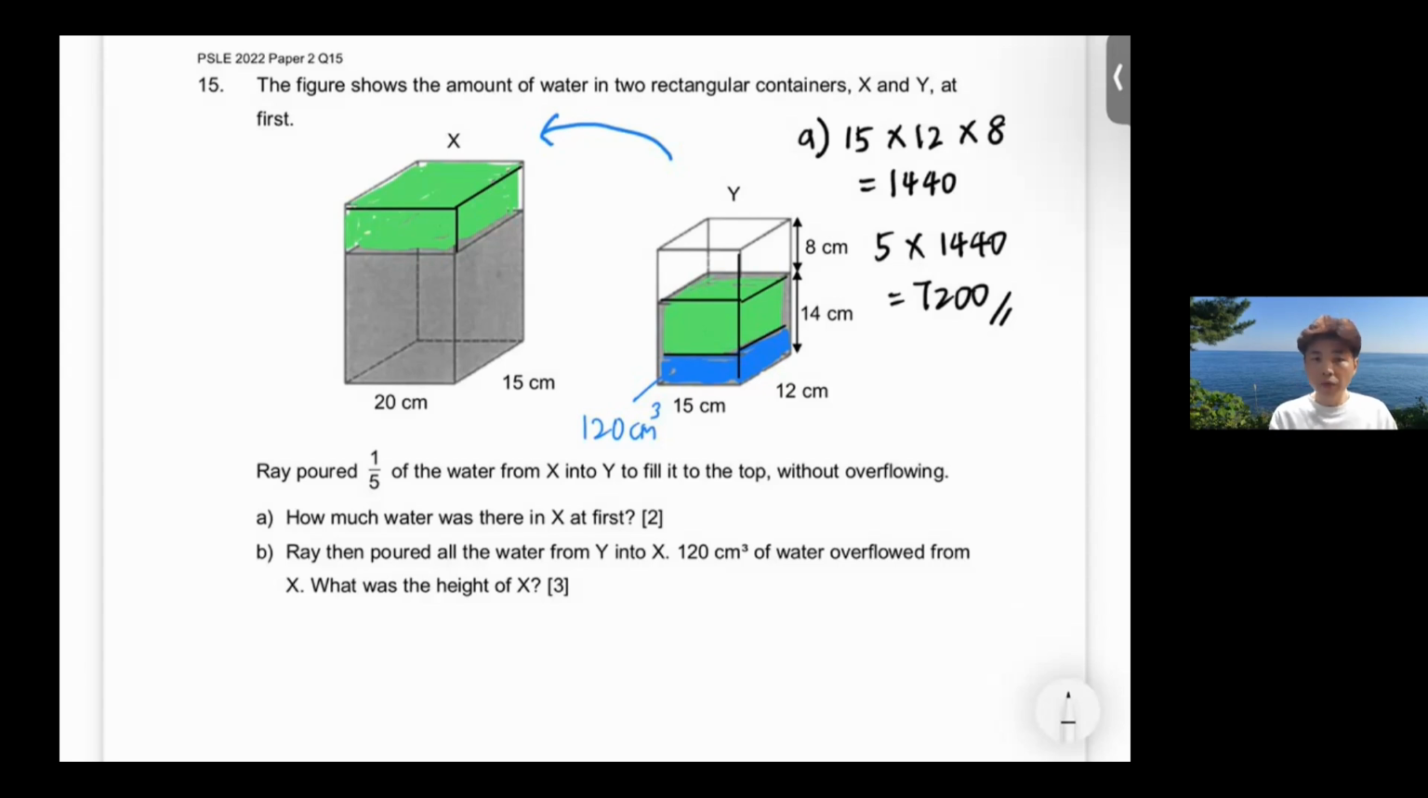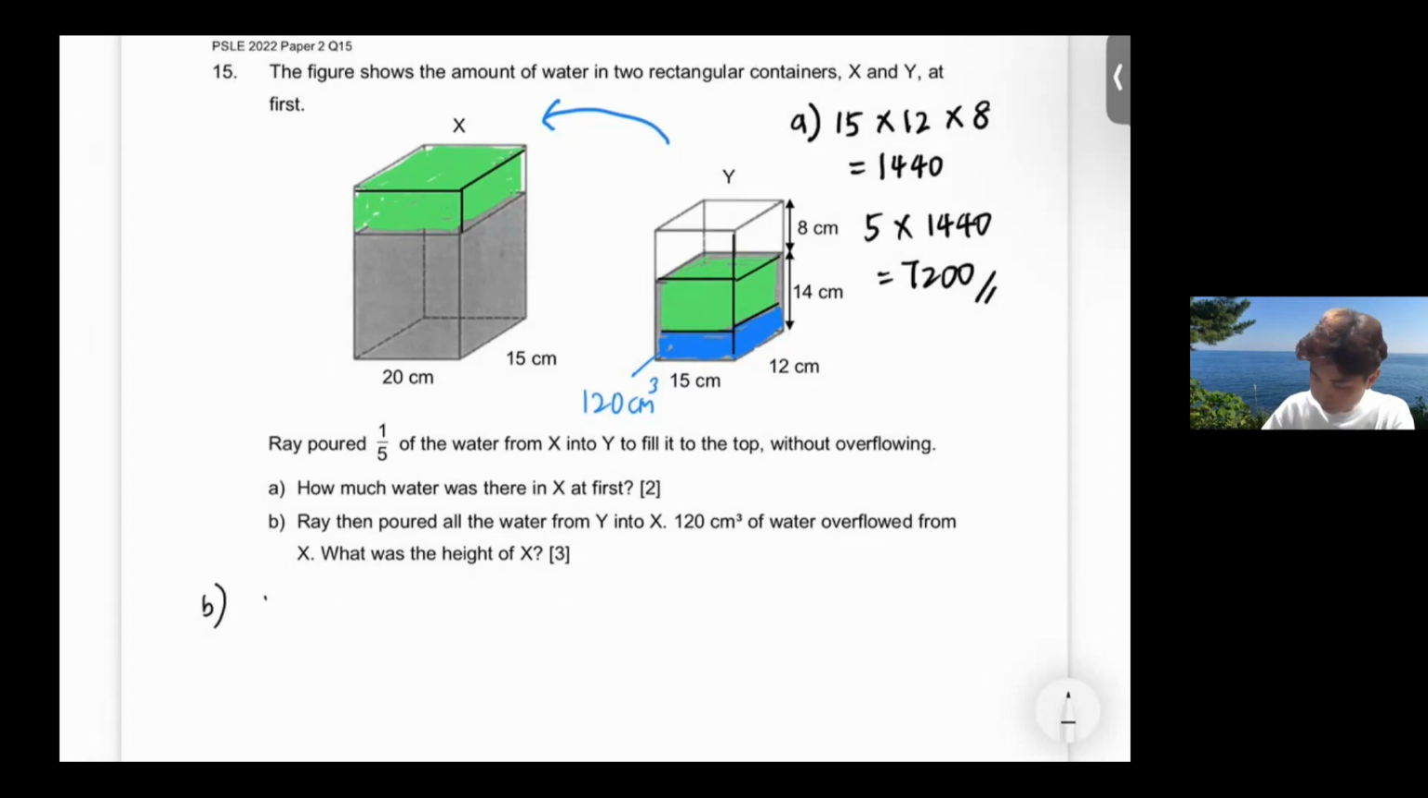So if you are aware of this, you can find the volume of the green shaded part by using container Y. But we need to find the volume of the green shaded part and the blue shaded part first by taking 15 times 12 times 14. And we're going to take away 120 cubic centimeters of water from that answer to find out how much is the green shaded part. So with this equation, we found that the green shaded part is 2,400 cubic centimeters.